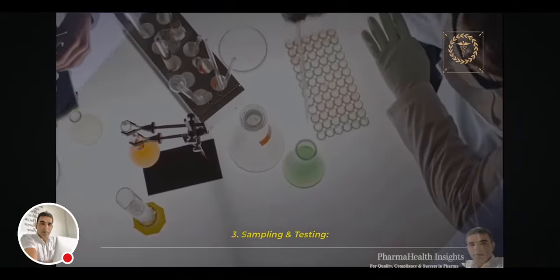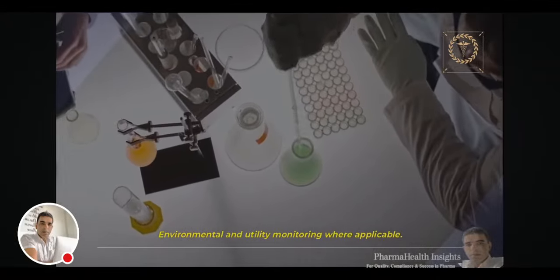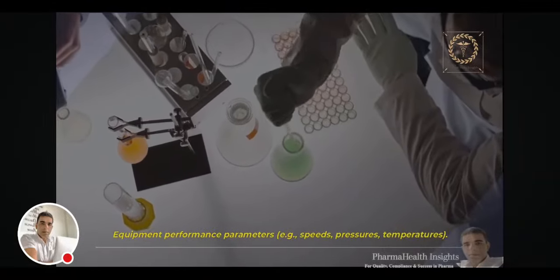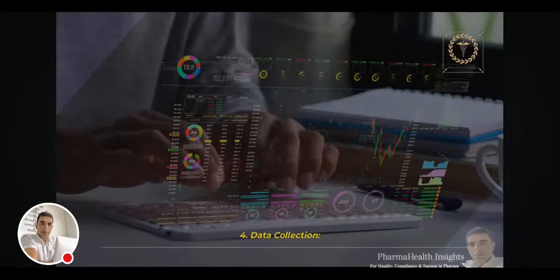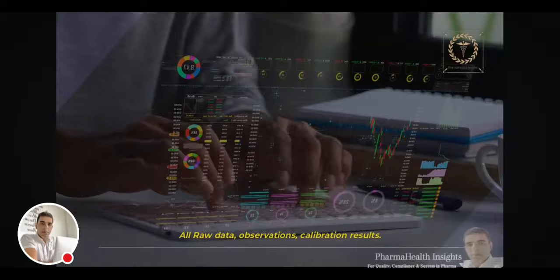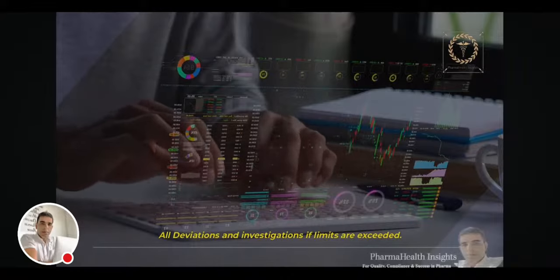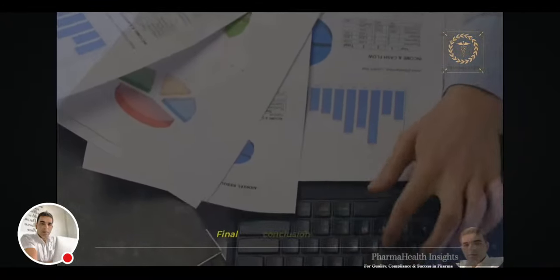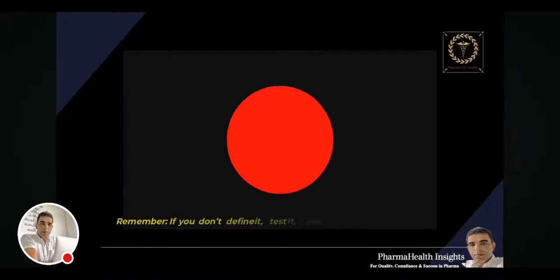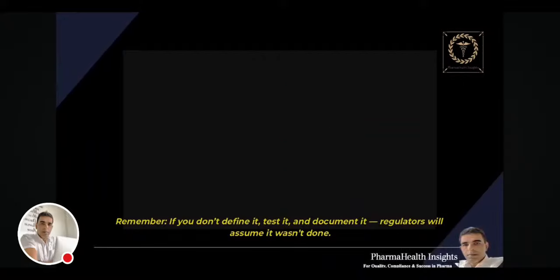3. Sampling and testing includes in-process tests, finished product tests, environmental and utility monitoring where applicable, equipment performance parameters, e.g., speeds, pressures, temperatures. 4. Data collection: all raw data, observations, calibration results, all deviations and investigations if limits are exceeded. 5. Summary report includes results versus acceptance criteria, deviations and corrective actions, final conclusion and approval. Remember, if you don't define it, test it, and document it, regulators will assume it wasn't done.